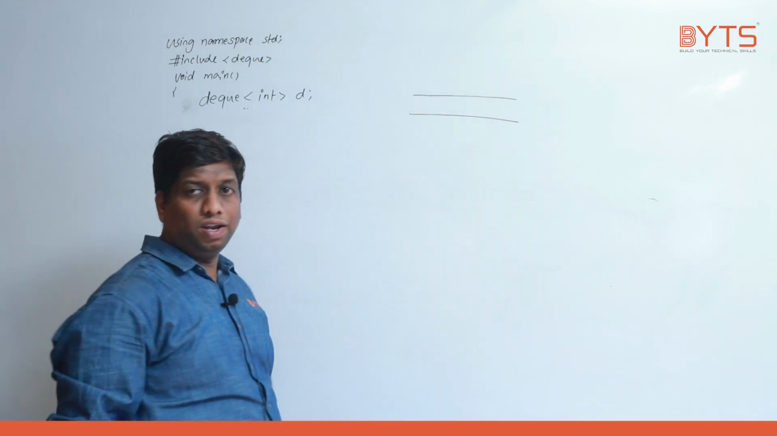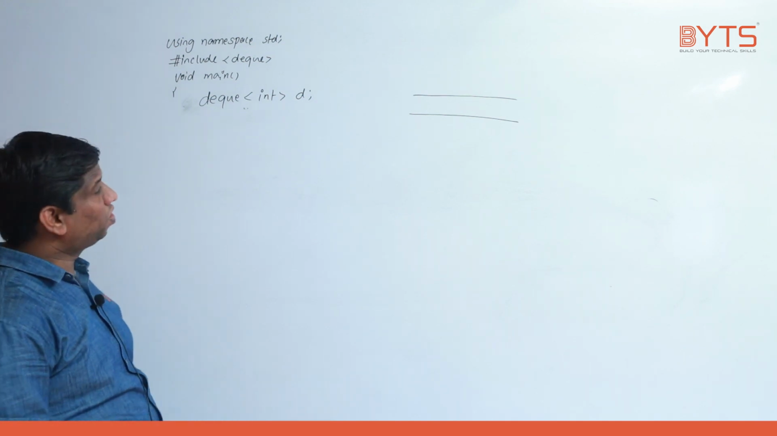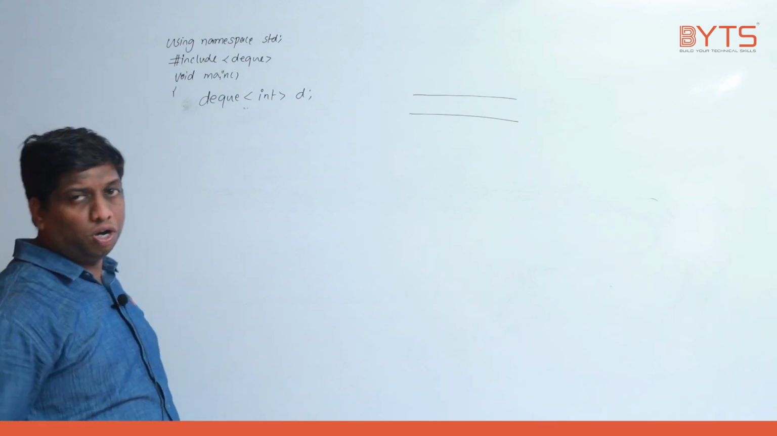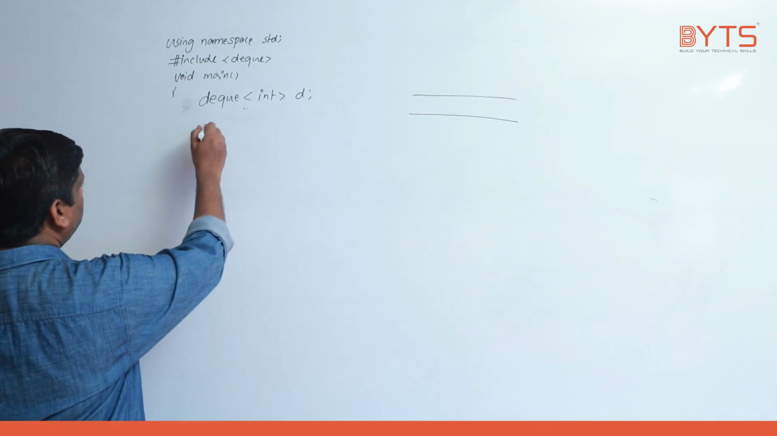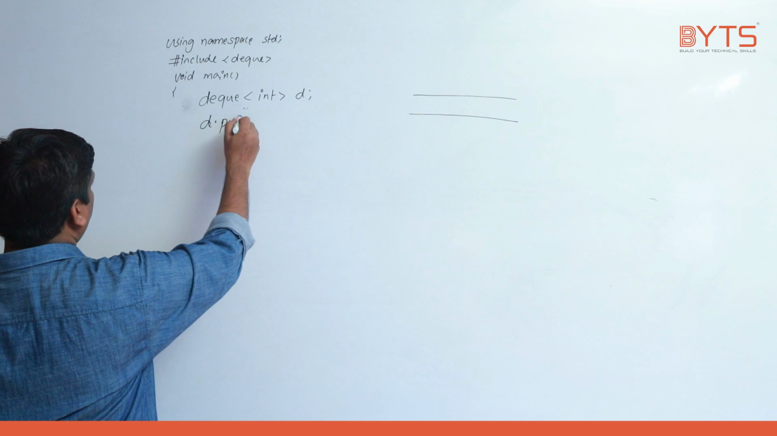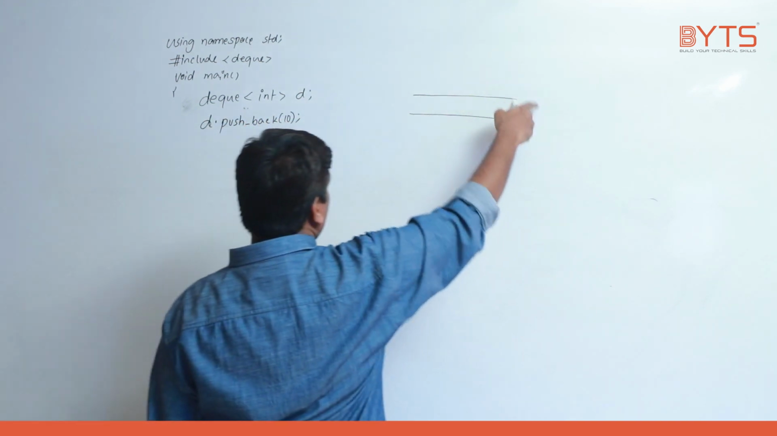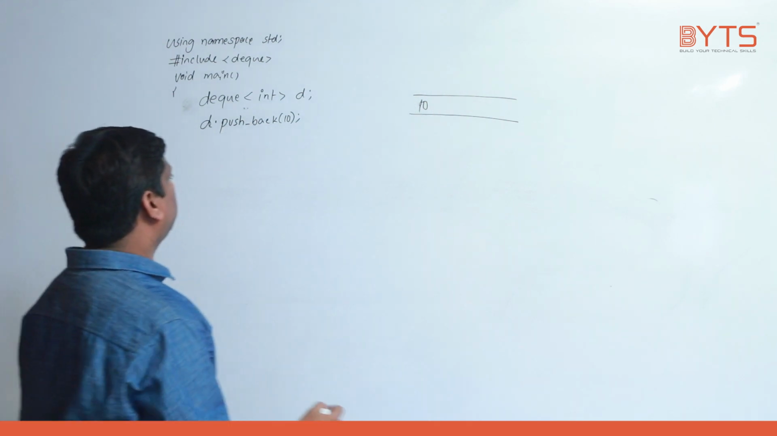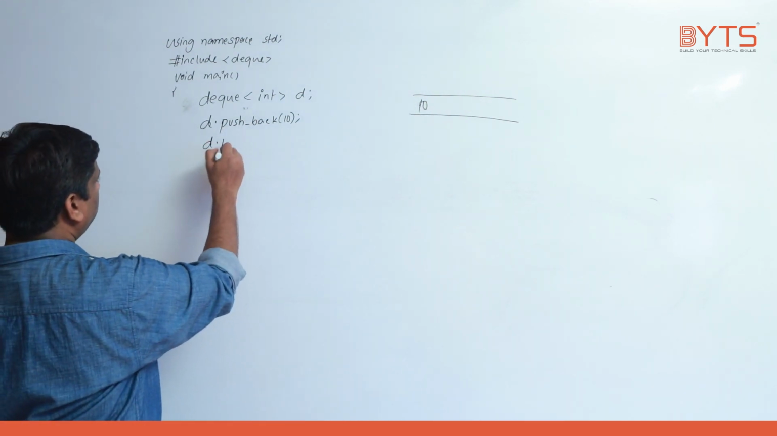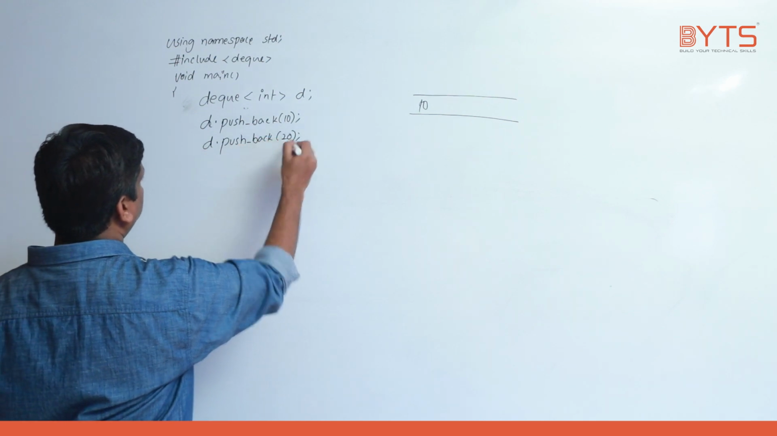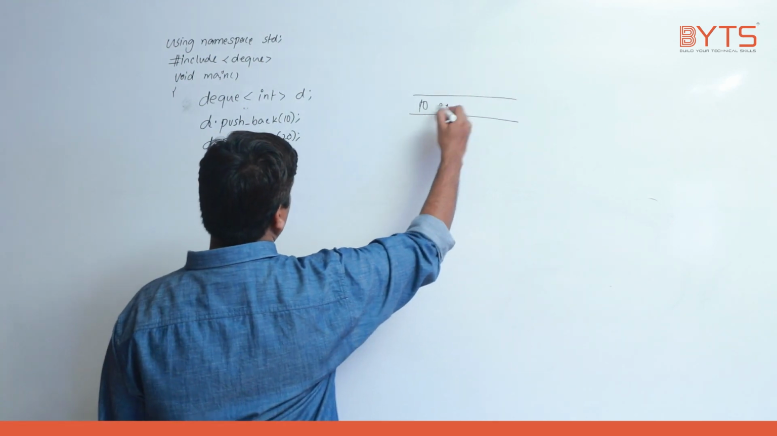What is the size of that? We really don't know. Initially, either size is 0 or 4 or 8, we don't know. Just understand this is a DeQueue, right? Now what I am trying to do, d dot push underscore back of 10. So we are inserting from this end. So 10 came. Okay. Next, d dot push underscore back of 20. So what happens? 20 came here.